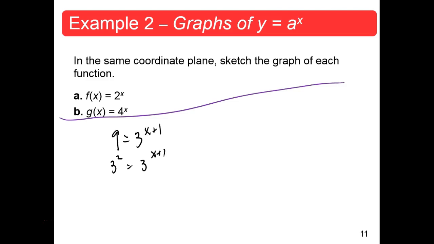What does our one-to-one property tell us then? If 3 to the 2 is equal to 3 to the x plus 1, what does that tell you? That what? Okay, absolutely. x is equal to 1. If you want to do it a little more formally, that implies that 2 is equal to x plus 1, and then you could subtract 1 from both sides, and that gives you 1 is equal to x. Or just looking at it, if 2 is equal to x plus 1, x has to be 1, right? Because 1 plus 1 is 2. High-level math today. Okay. Does that make sense?